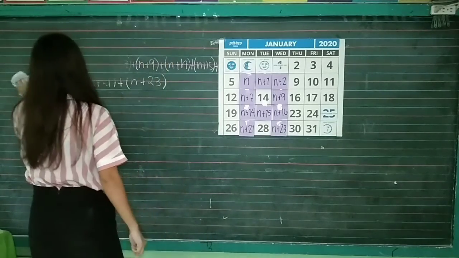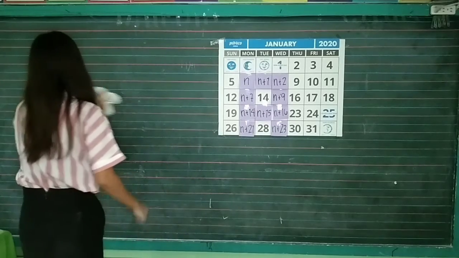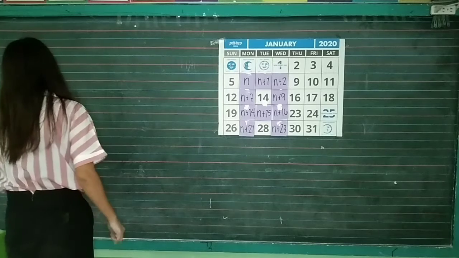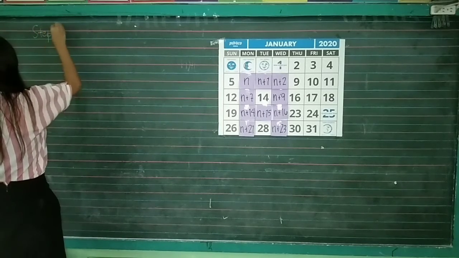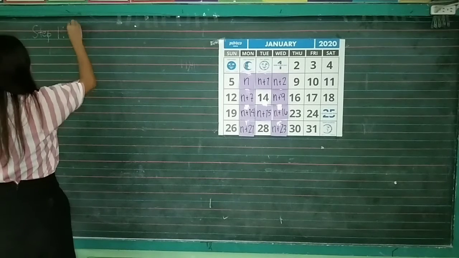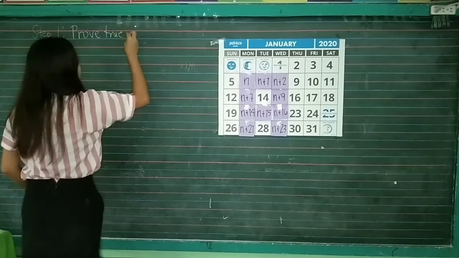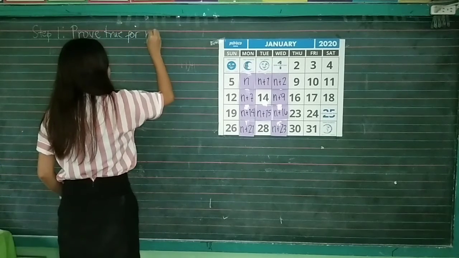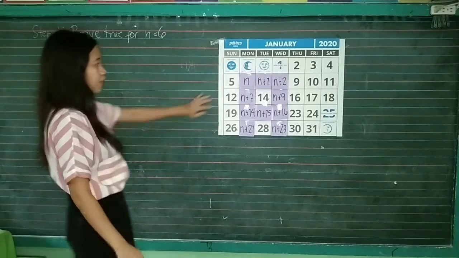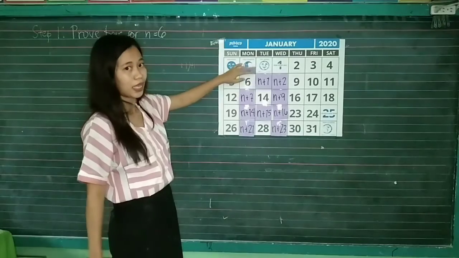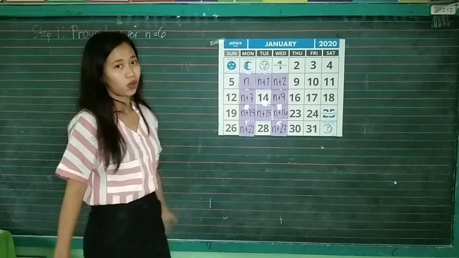So, step 1 muna tayo. Step 1, prove true for n is equal to 6. Bakit 6? Kasi yun yung limit natin. Yun yung smallest number natin dito sa pattern na to.